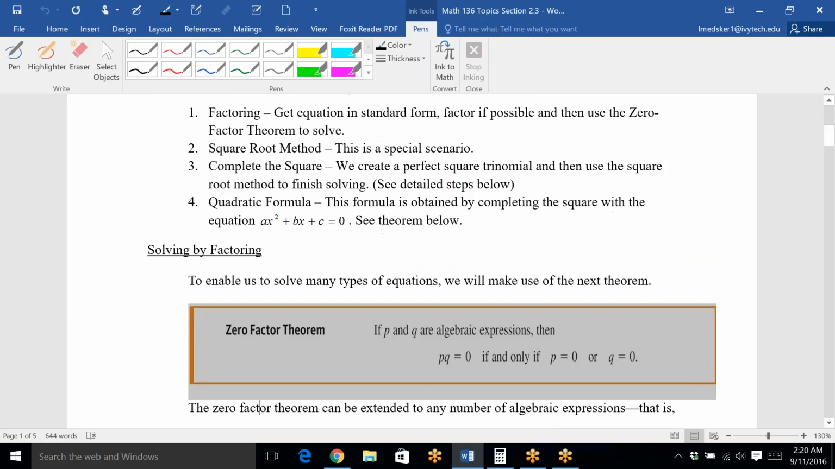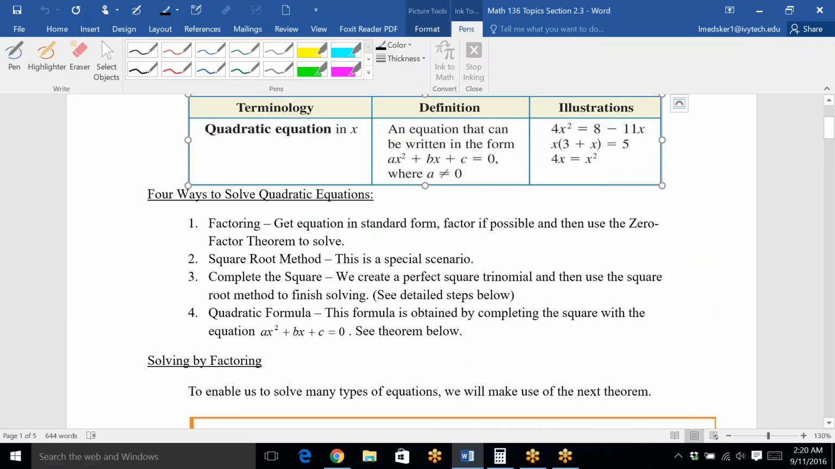There are 4 ways to solve quadratic equations. This video is only going to focus on number 1, just a factoring review, since we've already covered factoring once in this class. To do factoring, you have to get the equation in standard form, which means you have it equal to 0. So right here, this is standard form. And then we factor it if possible, and then use what's called the zero factor theorem.